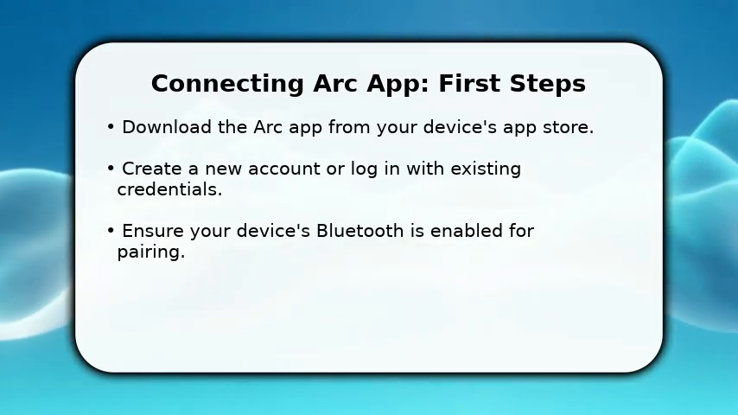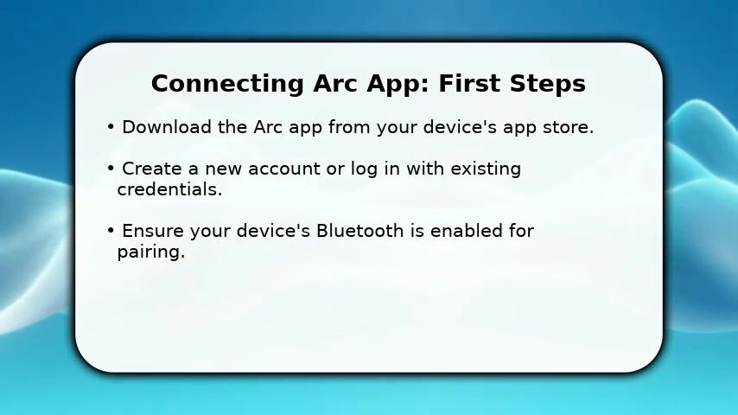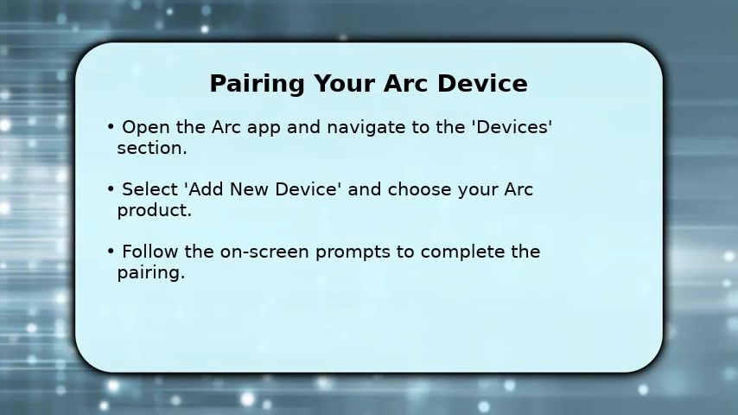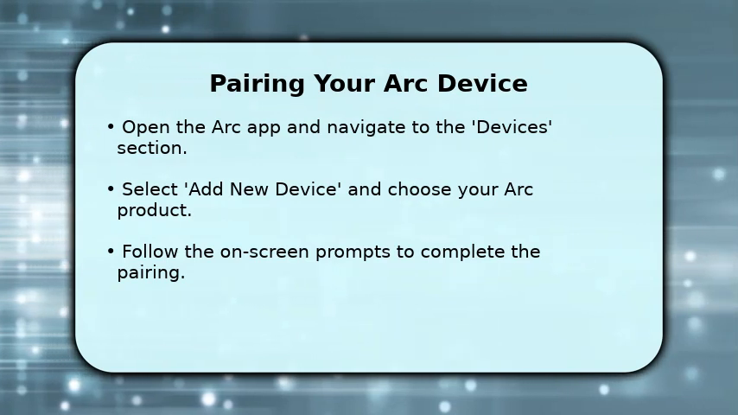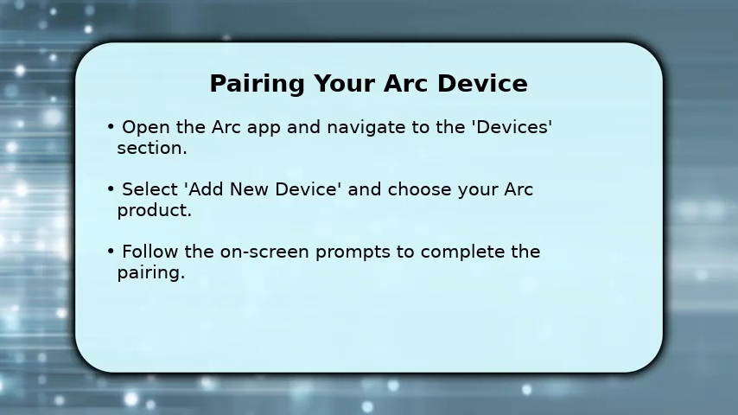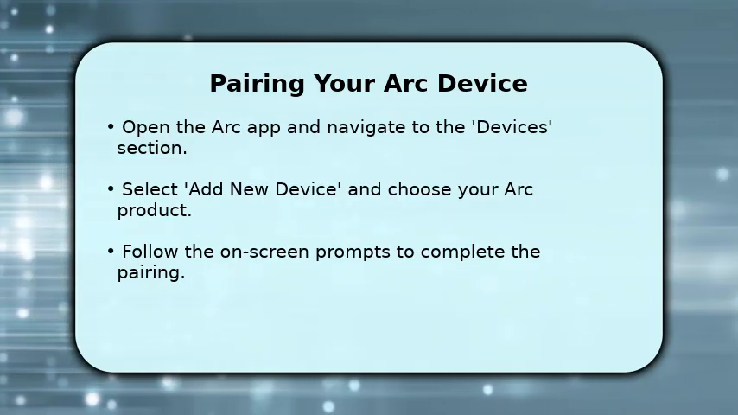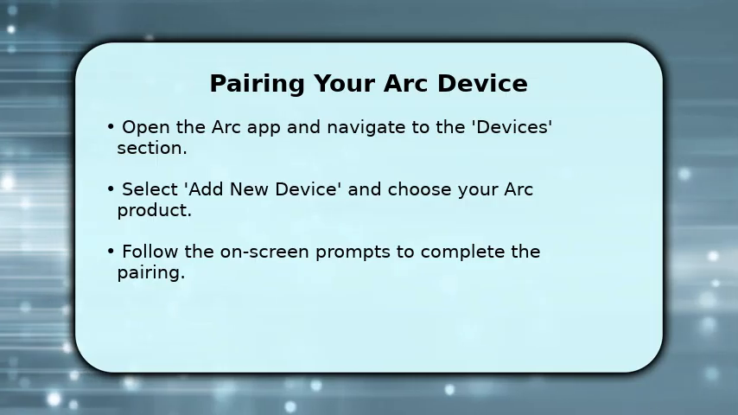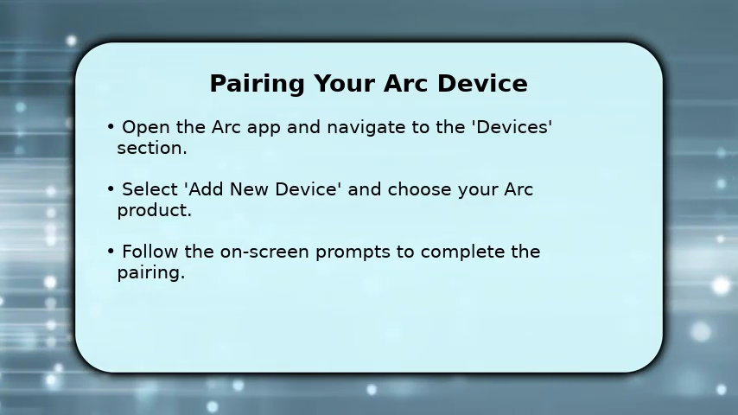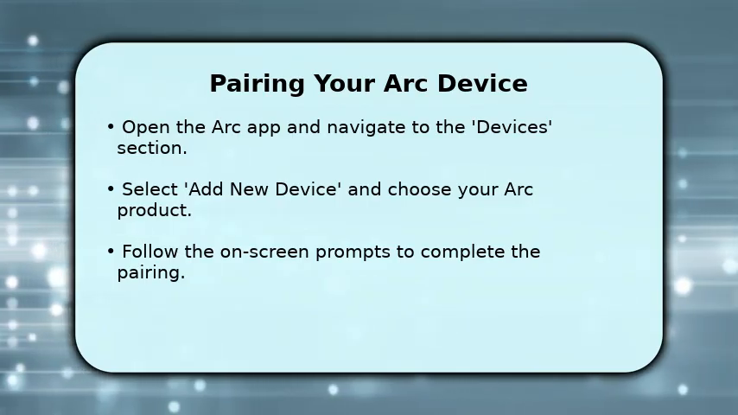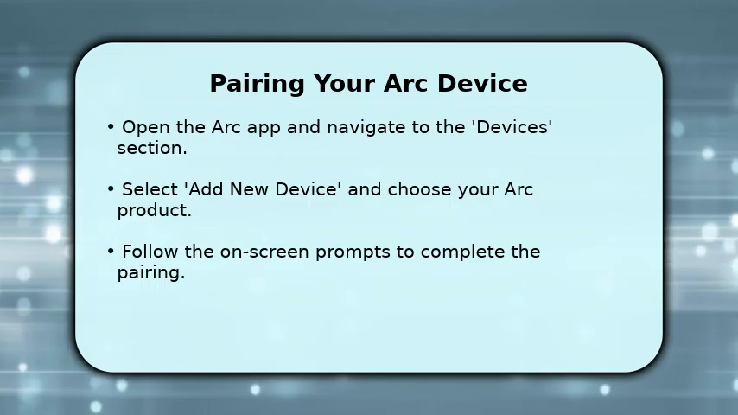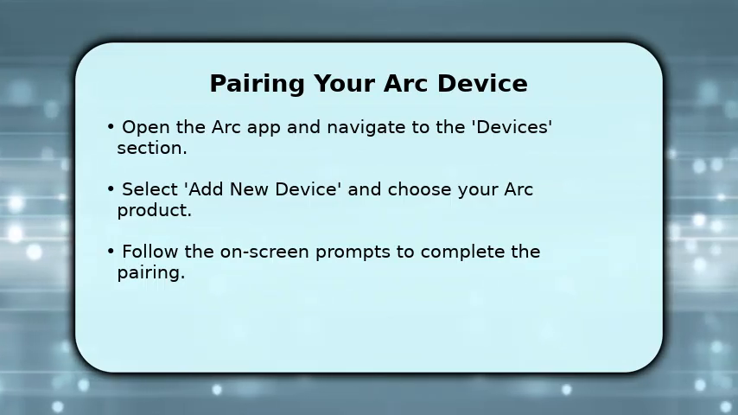Before proceeding, make sure your device's Bluetooth is turned on, as this is essential for the initial pairing process. Now that you're logged in, open the Arc app and look for the Devices or Connect section, usually found on the main dashboard. Tap Add New Device and select your specific Arc product from the list. The app will then guide you through a few simple on-screen prompts to establish a secure connection. This usually involves confirming a code or pressing a button on your Arc device, taking about 30 seconds.